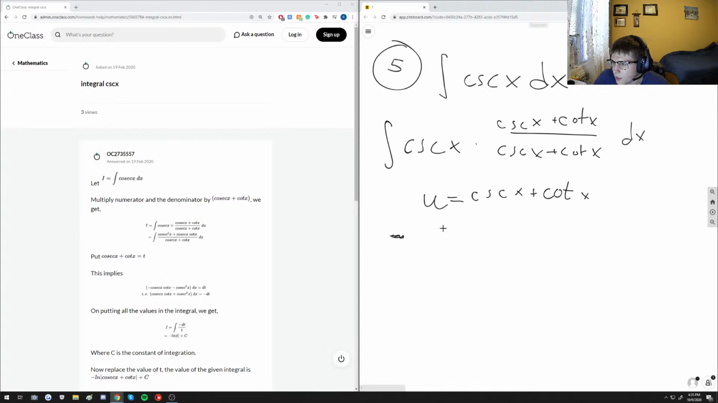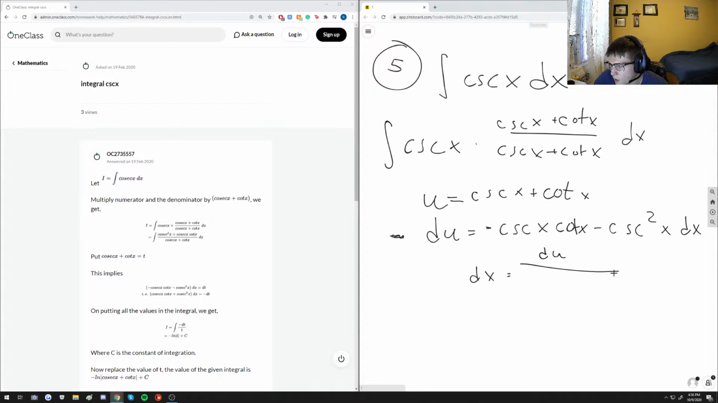Then we're going to have du equal, so when you take the derivative of the cosecant of x, you get negative cosecant x cotangent x. And when you take the derivative of cotangent of x, you get minus cosecant squared x dx. With that being said, we can plug this in as dx being equal to du over this term here.